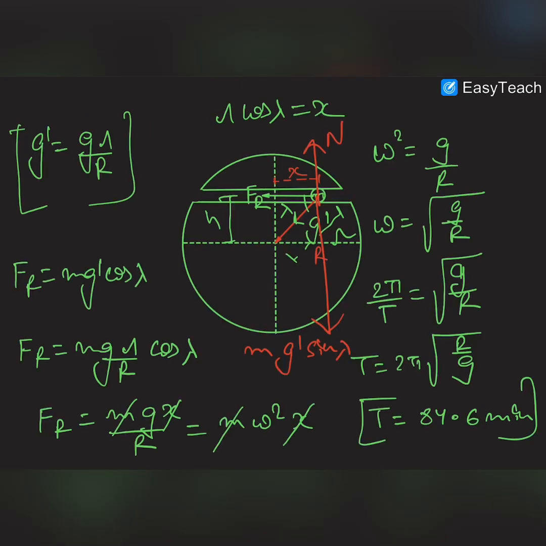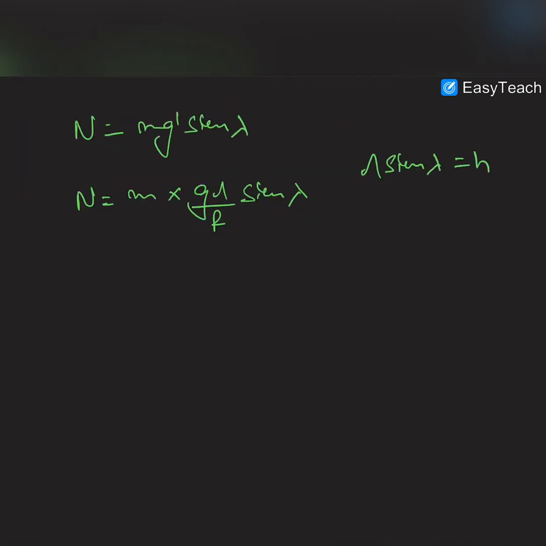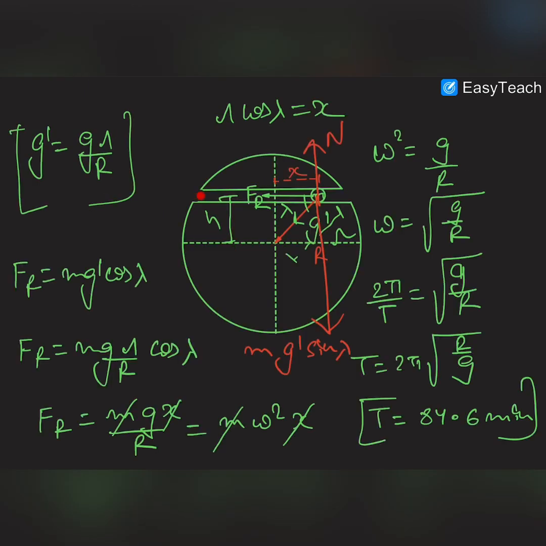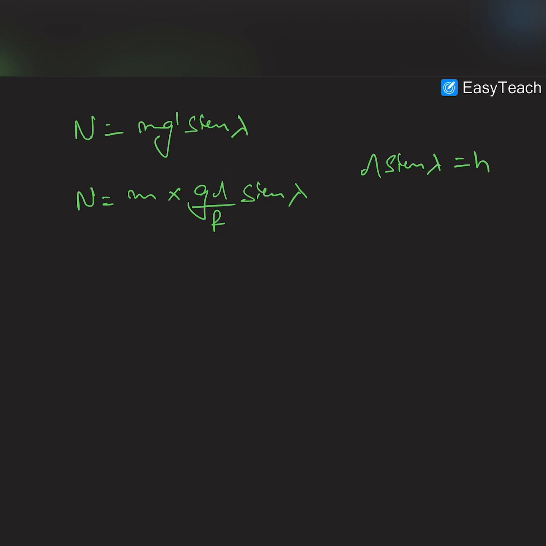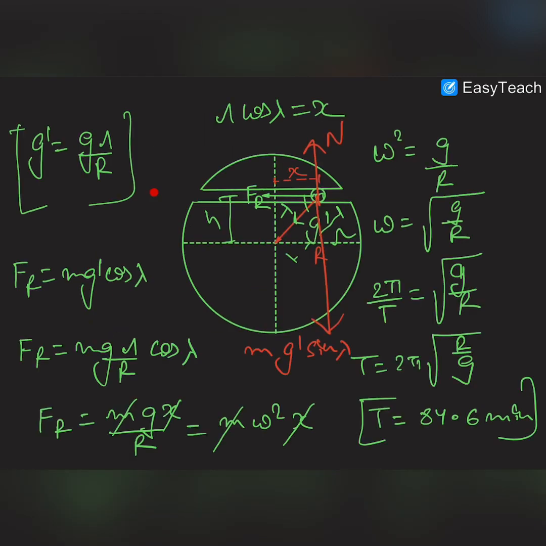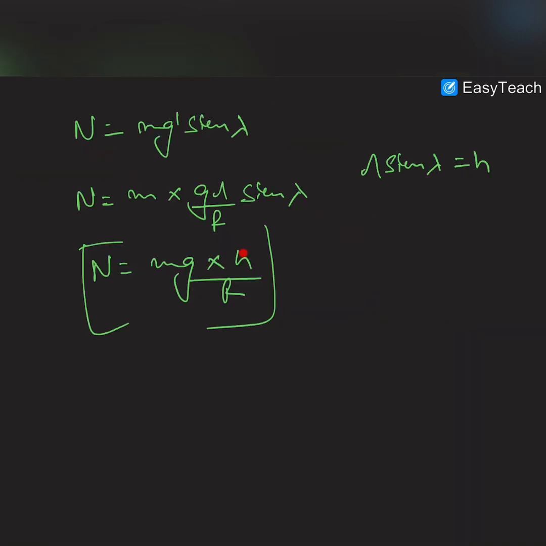You can see that this is r and this is r sine lambda, which is equal to h, and h is a fixed quantity, because the tunnel which we have dug along the earth is at a fixed height from the diameter, and therefore in the complete tunnel this h is fixed. So we can say that N is equal to mg into h by R, which means that in this complete tunnel the ball may be at any position, but the normal reaction by the wall of the tunnel would remain constant, and it would be equal to mgh by R.